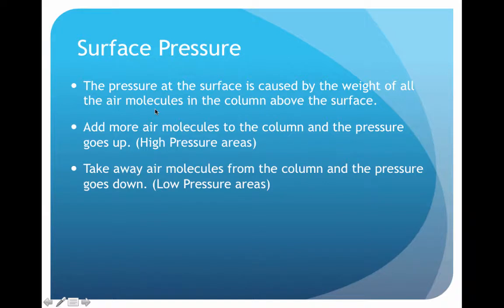Air pressure, surface pressure, is a measurement of the weight of all of those air molecules above us. The more air molecules you add to a column, visualize a column going straight up above your head to the top of the atmosphere, there's pressure there. And we keep track of that air pressure. It's a pretty important weather indicator. If there's a lot of air in that column, you have a high pressure area. Take some of those air molecules away and it's a lower pressure area.